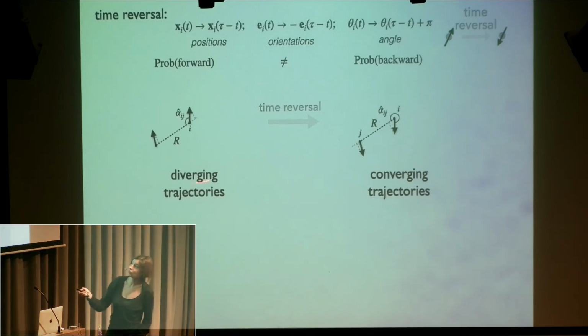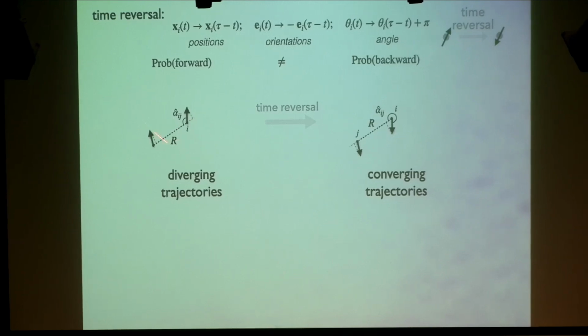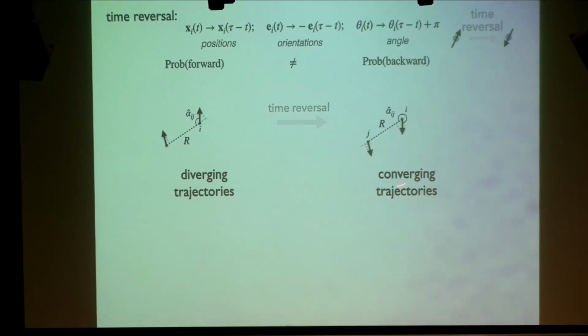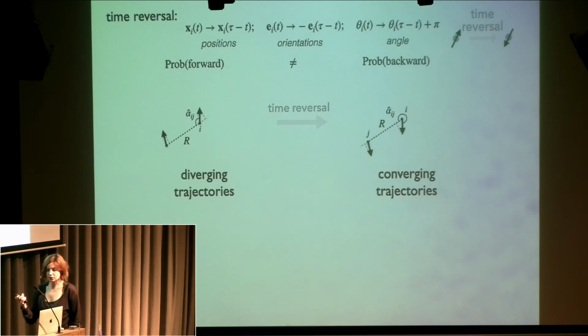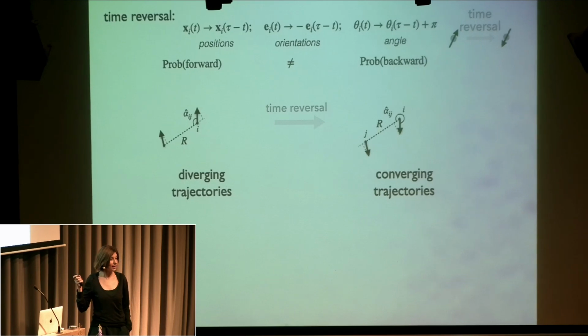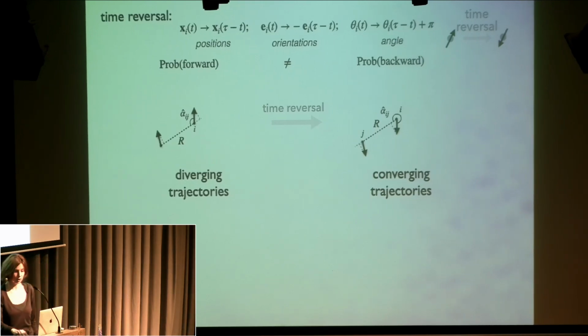Okay, so here there's a circle. This is the interaction radius. And basically, what this formula tells us for entropy production is that if we consider the forward case and we have diverging trajectories, if we time reverse it, we have converging trajectories. And if we are to be in equilibrium, that means that the probability of such trajectories and such has to be exactly equal. And if they're not, then you're going to produce entropy.